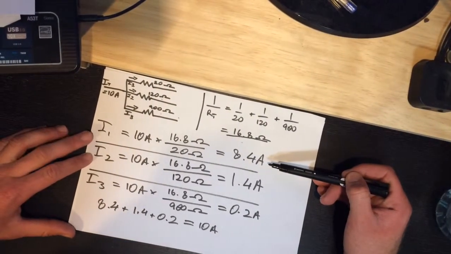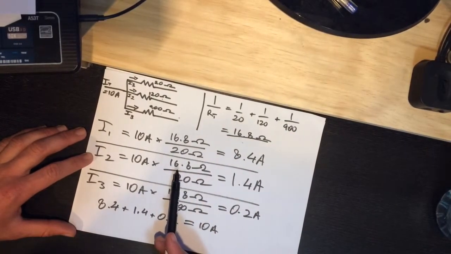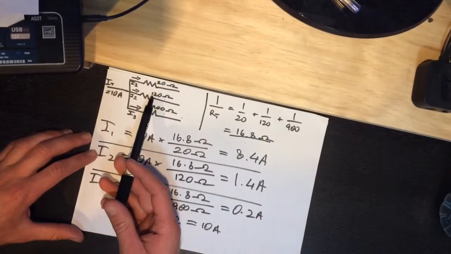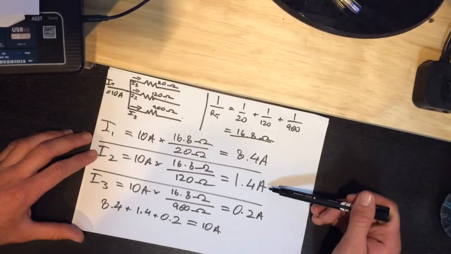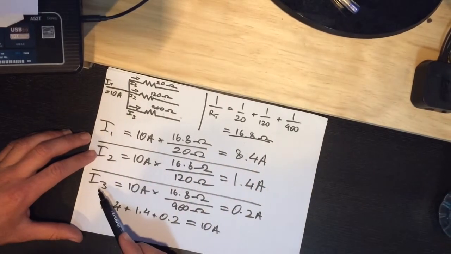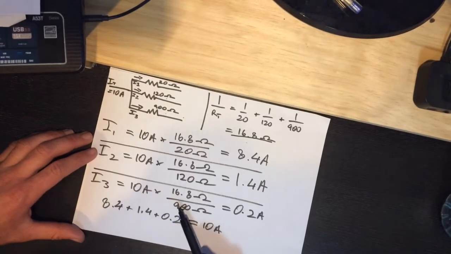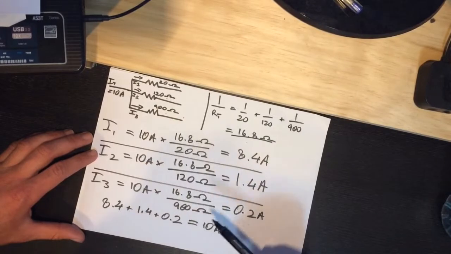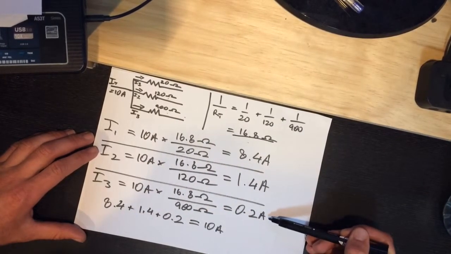Pretty similar for I2, which is 10 amps, multiplied by 16.8 ohms over 120 ohms, because that's the resistance of the second path, which equals 1.4 amps. I3 is equal to 10 amps multiplied by 16.8 ohms over 900 ohms. That is equal to 0.2 amps.